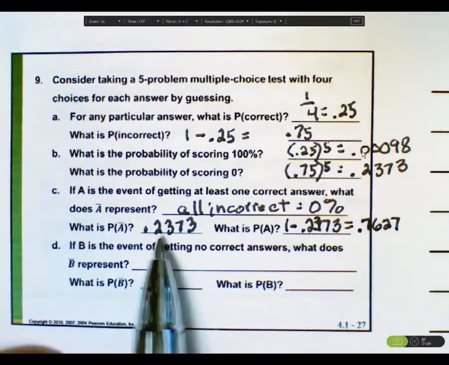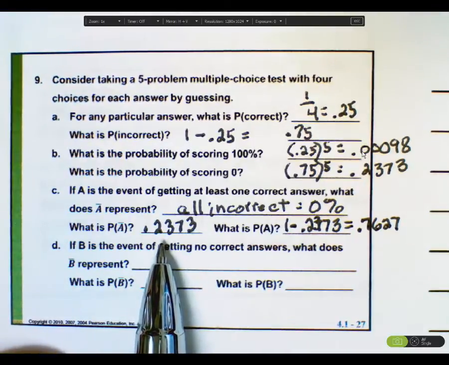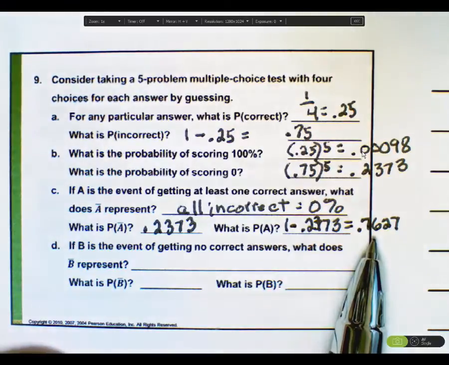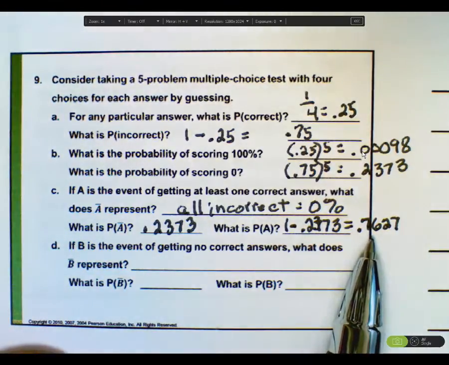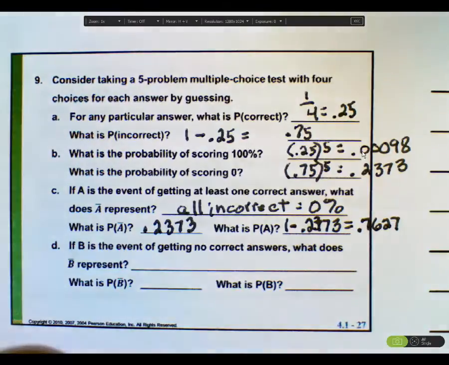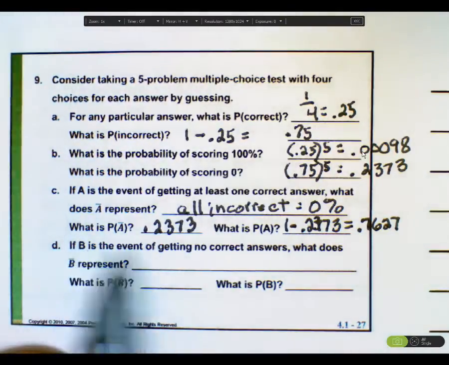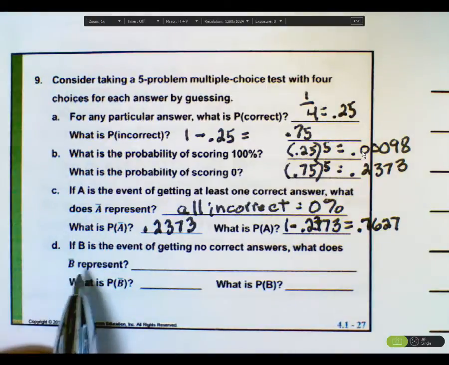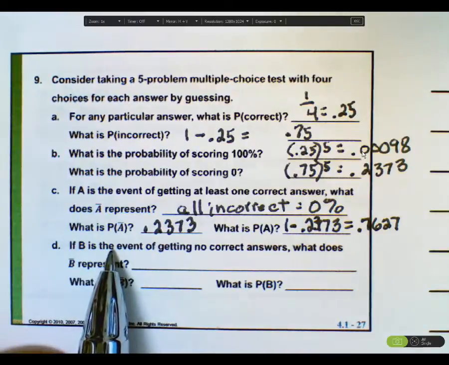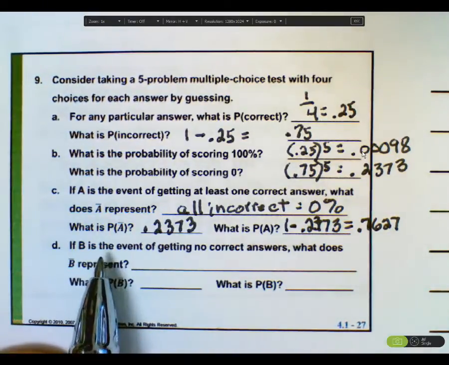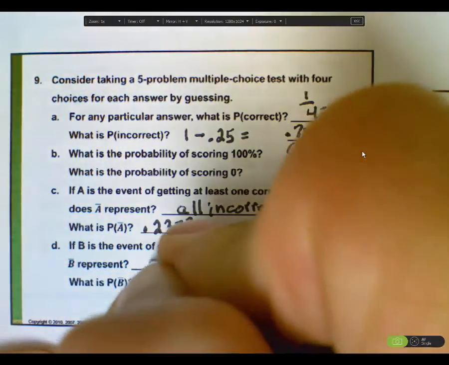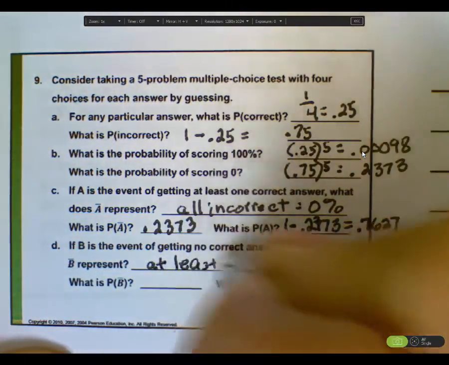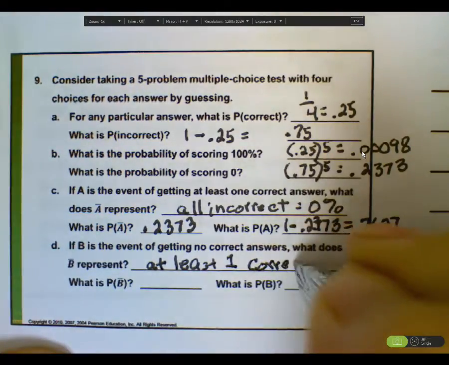So there's about a 24% chance that I'm going to get a 0. There's about a 76% chance that I'm going to get at least one right. If B is the event of getting no correct answers, what does B complement represent? Well, the complement of getting none right isn't getting all of them correct. That's not the right way to think about it. The complement of getting no correct answers is getting at least one correct.